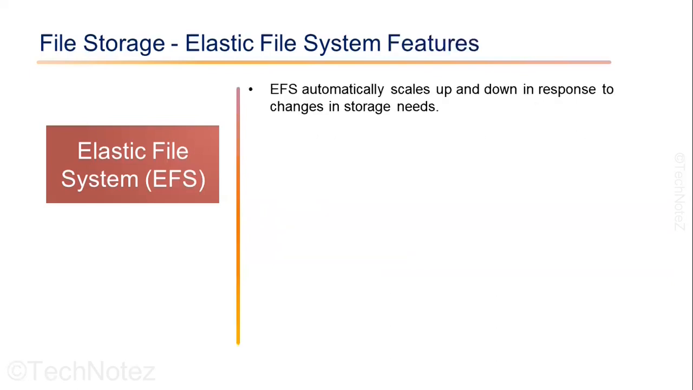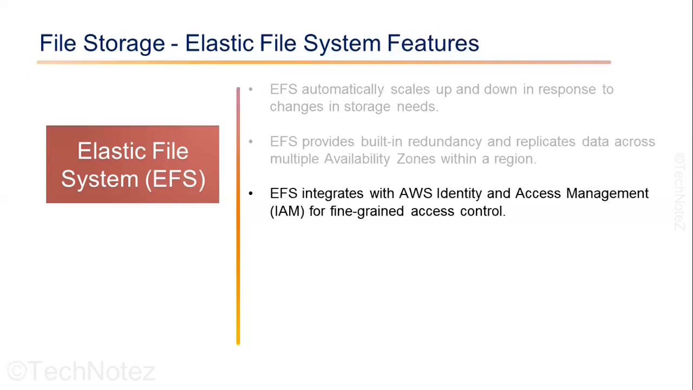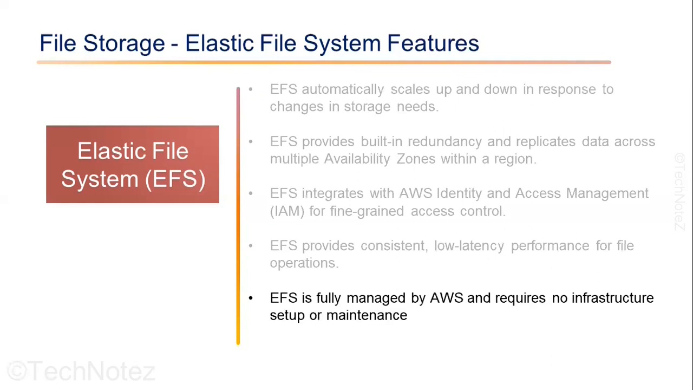EFS automatically scales up and down in response to changes in the storage need. EFS provides built-in redundancy and replicates the data across multiple availability zones within a single region. EFS integrates with AWS Identity and Access Management for fine-grained access control. EFS provides consistent low latency performance for file operations. EFS is fully managed by AWS and requires no infrastructure setup or maintenance. There are multiple use cases where you can use the EFS file system. EFS is commonly used when you want to share common data to multiple servers.